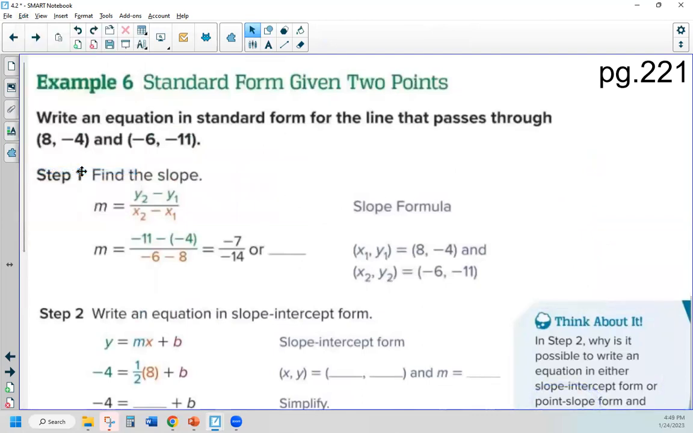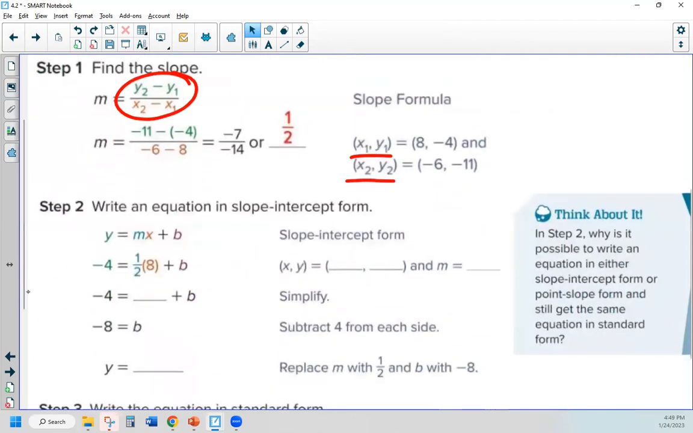All right, let's go ahead and fill in the blanks. Write an equation in standard form for the line that passes through those 2 points. All right, so you have 8, -4 and -6, -11. If we want to put it into slope-intercept form, then we obviously need a slope. That's called slope-intercept form because we need the slope. Let's go ahead and label your points x1, y1. The book decided to label them like this. You put them into your slope equation. They got -7 over -14. When you simplify that, we get 1/2.